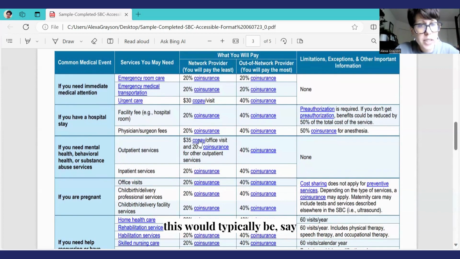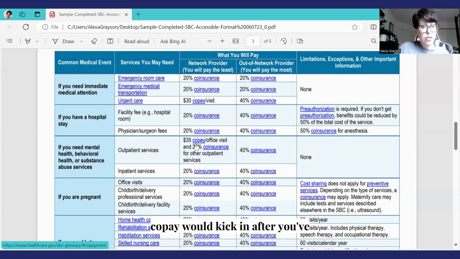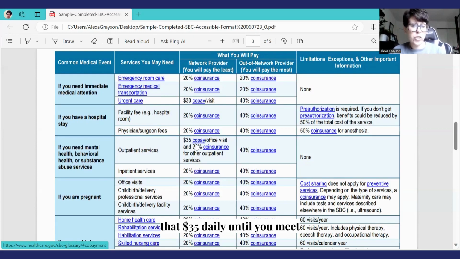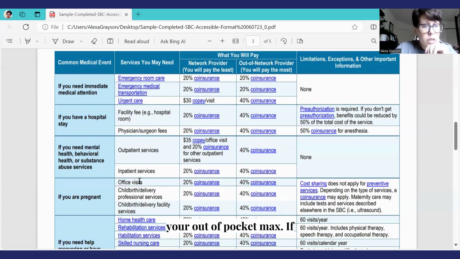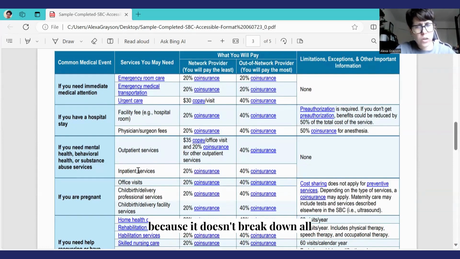So this would typically be, say you're going to eating disorder PHP, that counts as outpatient. The copay is $35. So you'd be paying $35 a day. That $35 copay would kick in after you've met your deductible in most cases, and you would be paying that $35 daily until you meet your out-of-pocket max. If it's inpatient, this is what it looks like, and residential services are typically included in this inpatient category. It's not very clear because it doesn't break down all the individual levels of care like IOP, PHP, residential.